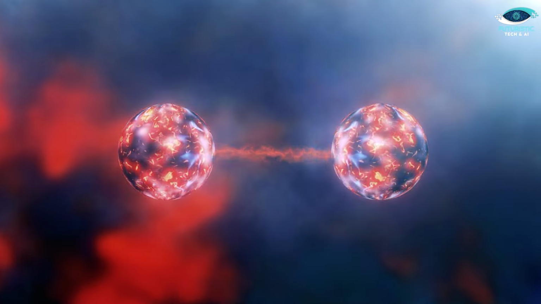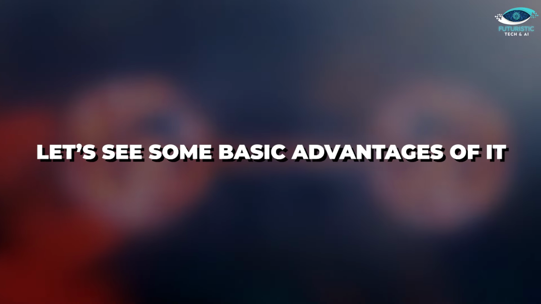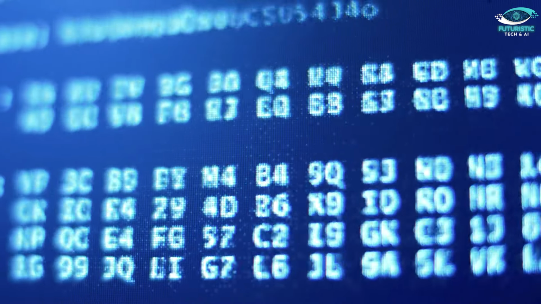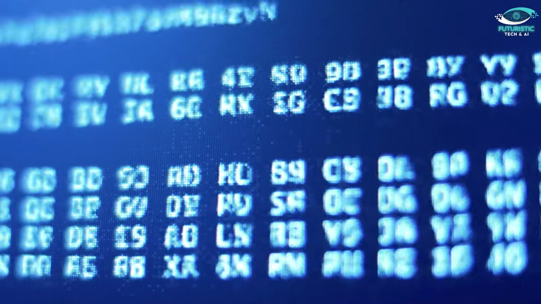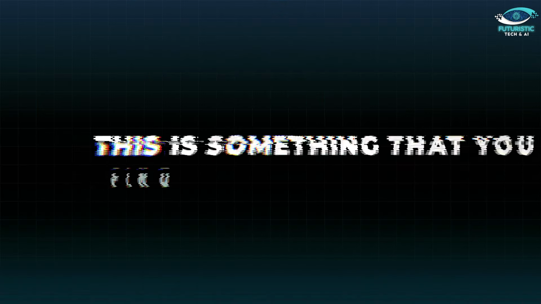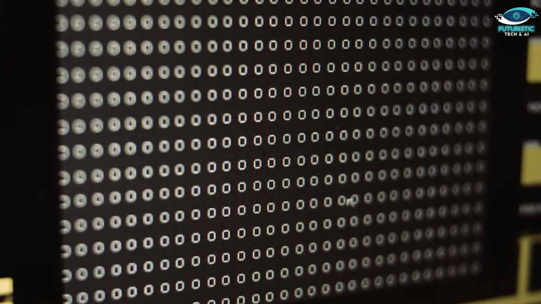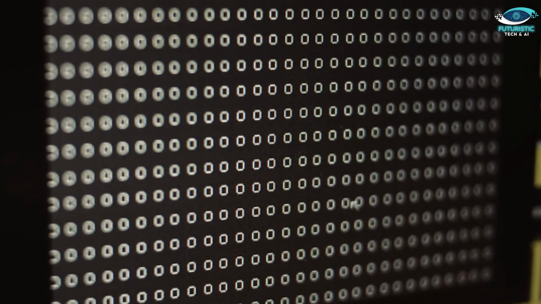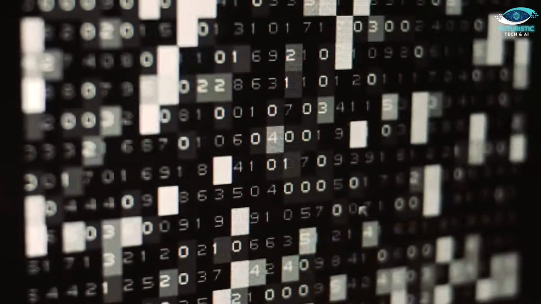We understood the basic mechanism of quantum cryptography. Now let's see some basic advantages of it. Quantum cryptography is very secure, as its encryption is dependent on the laws of physics. Quantum cryptography easily detects if someone tries to read the data. This is something that you won't find in classical cryptography. Also, quantum cryptography has multiple protocols. It could also use a combination of classical encryption to make the data more safe and secure.